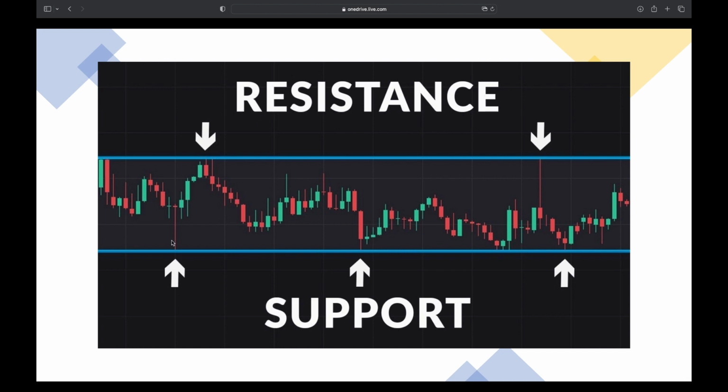And a lot of people like to trade support and resistance. How? When the market comes to support, they'll buy because they expect the market to go up. When the market comes to resistance, they'll sell because they expect the market to come down. This is support and resistance. Once you know this, everything else can come into play.